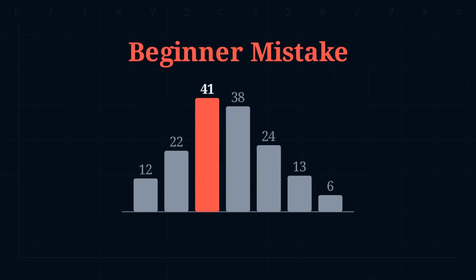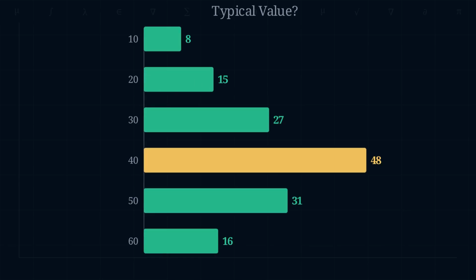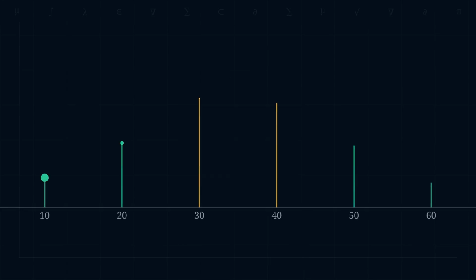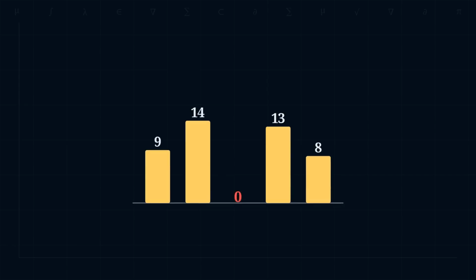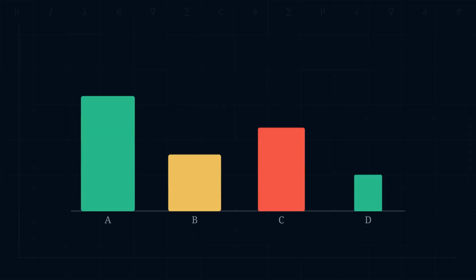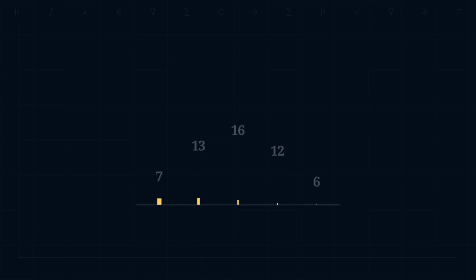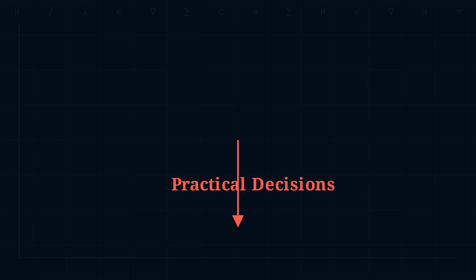The common beginner mistake is to read each bar as a standalone fact. They point at the tallest bar and say that is the typical value, forgetting that the bar covers a range of values and that neighboring bars might be nearly as high. They see a gap and assume there are no observations in that range, when in reality, the gap could be an artifact of where the bin edges fell. They treat the bars as if they were categories, so they talk themselves into sharp cutoffs and labels that the data never provided.